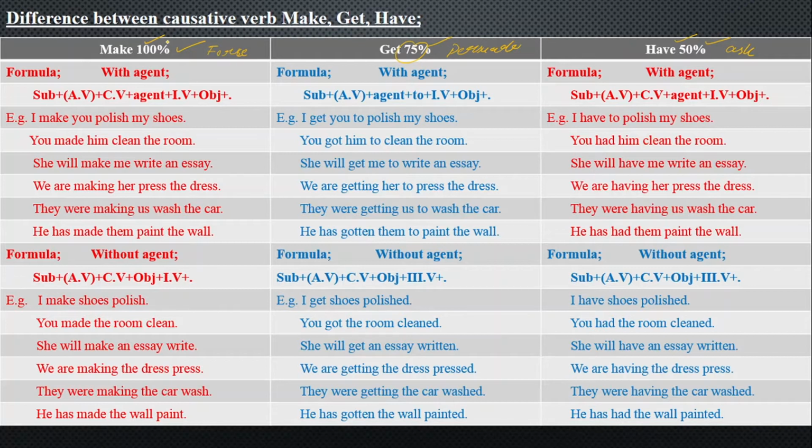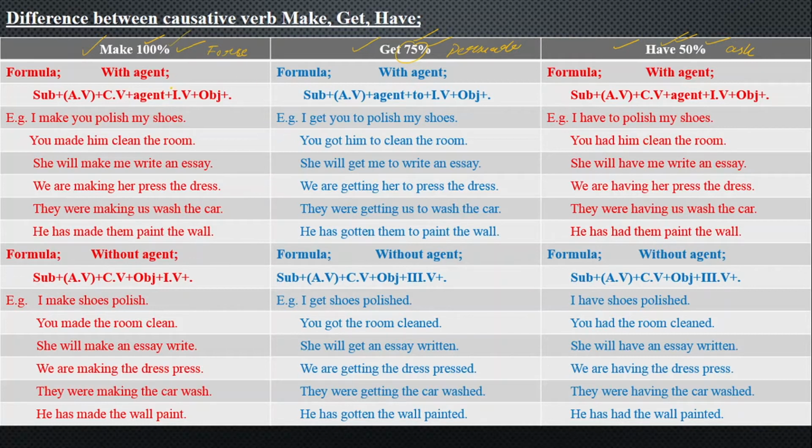Here we have full authority with make. With get the authority is 75%, and have is used for 50%. Now keep in your mind the formula for causative verbs. The sentences for causative verb make will always be in red, sentences for causative verb get will be in blue, and sentences for causative verb have will be red and blue. Why? I have written these sentences in this way so that the topic is very easy for you to understand.